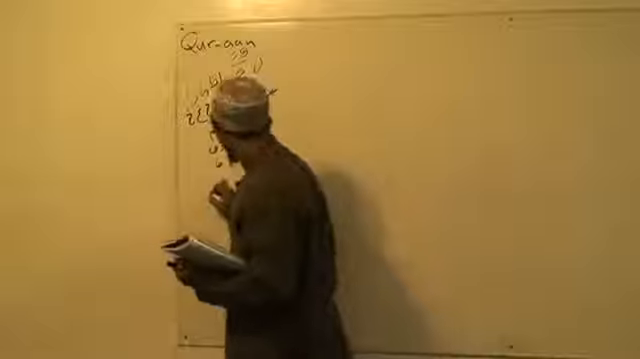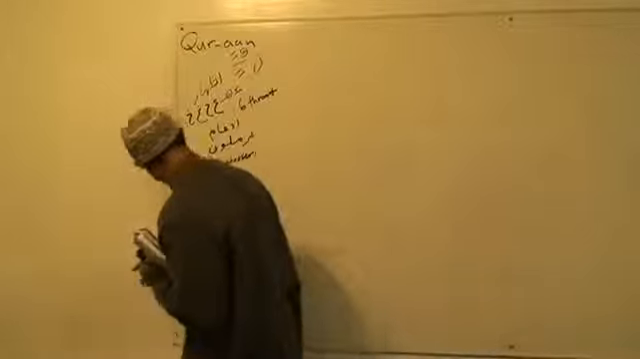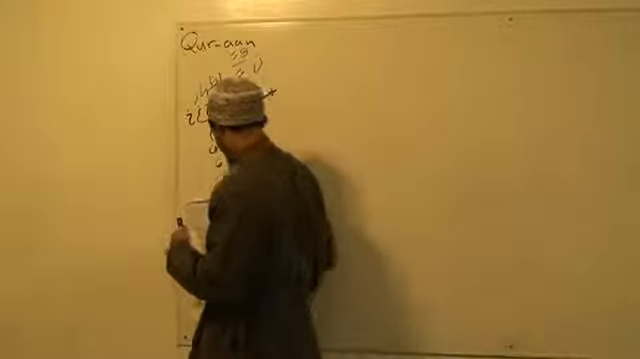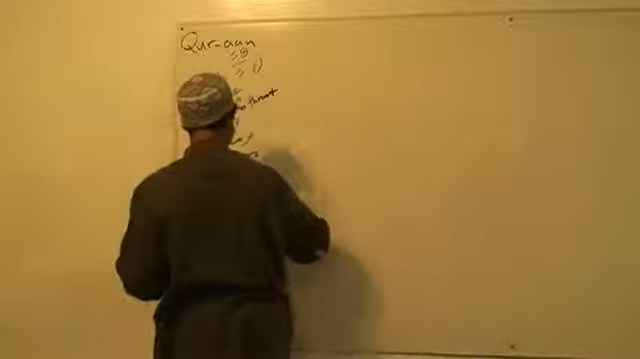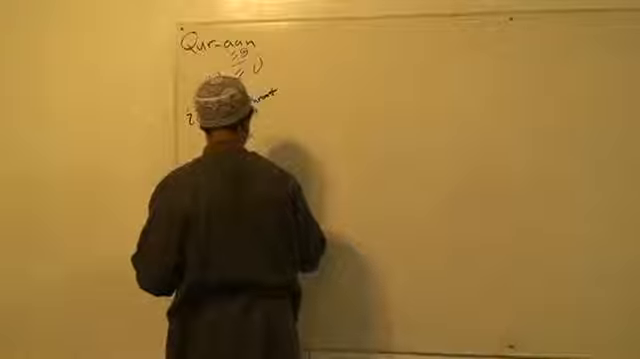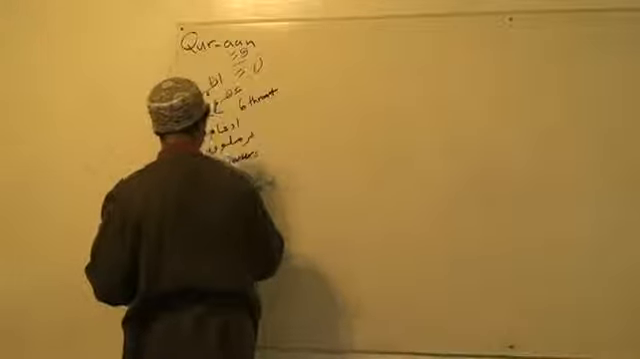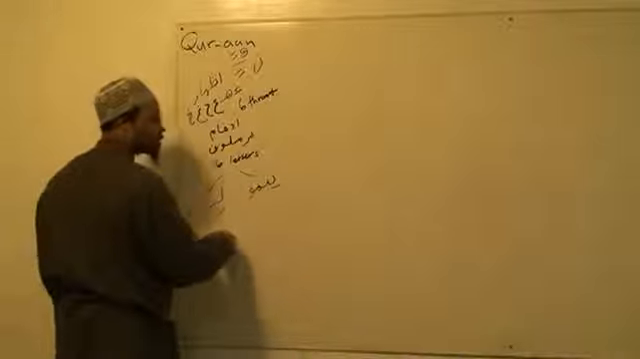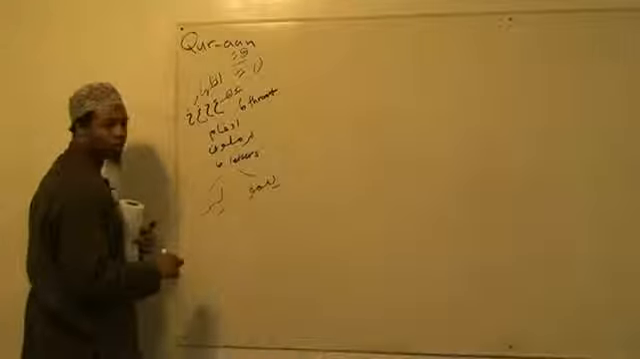One with Gunna and one without Gunna. Idgham with Gunna and Idgham without Gunna. The Idgham with Gunna is, what are the letters? This shows nobody's studying. The letters are Yanmu. And what's the Idgham without Gunna? Lir. And together they make Yarmaluna.